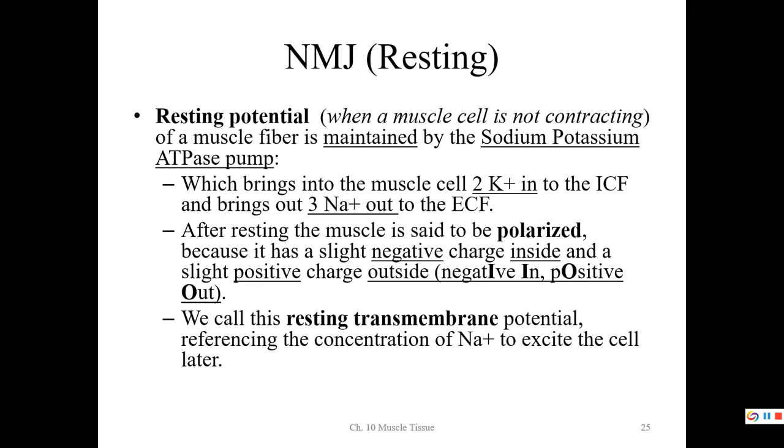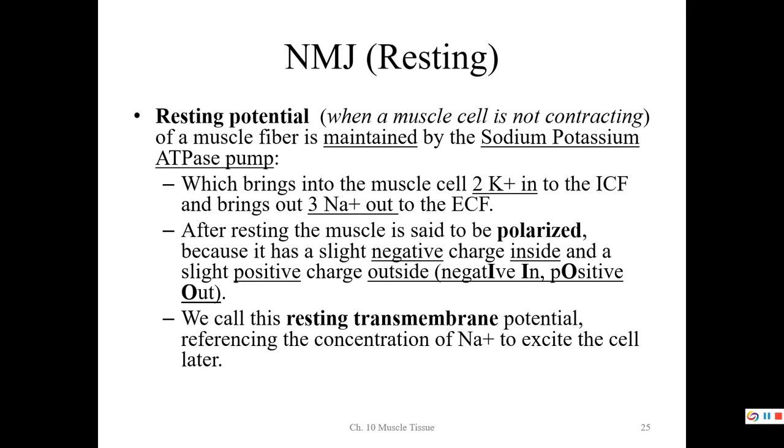Okay, 2 potassiums in, 3 sodiums out. I said the other way. It doesn't really matter. At this level, it is more accurate to say sodium out, potassium in, because that is the cycle of the pump. If you ever have to know the pump cycle, actually how the pump works, I have a video where I discuss that on my YouTube channel that you're watching this on.